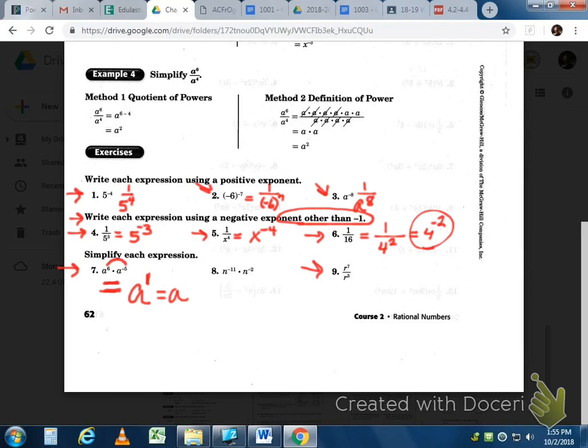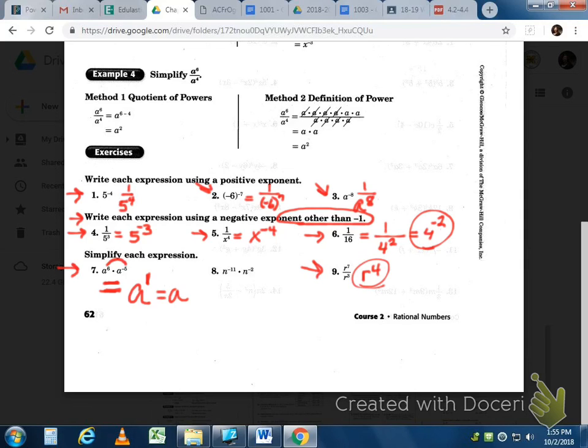R to the 7th over R to the 3rd. Now this is a division. Who hasn't gotten a ticket that wants to try this one? Caden up there, are you doing it? What would it be? R to the 4th.